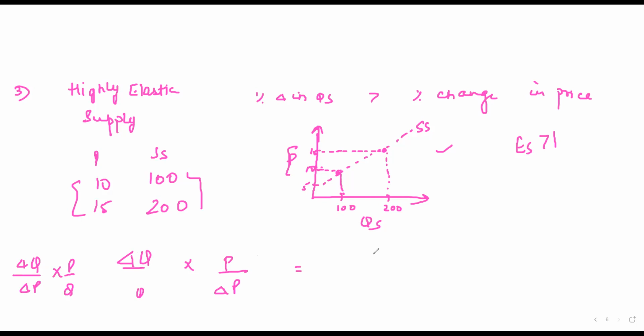So what is the change in quantity you can observe? It is 100, change in price is 5, right? What was the initial price? 10, right? And what was the initial quantity? 100, right? So in this case, you find that the elasticity is 2, which is greater than 1. Okay, delta Q is 100, delta P is 5, then your initial price is 10 and your initial quantity was 100. So we found out that the ES is greater than 1 and that is 2 in this case, right?